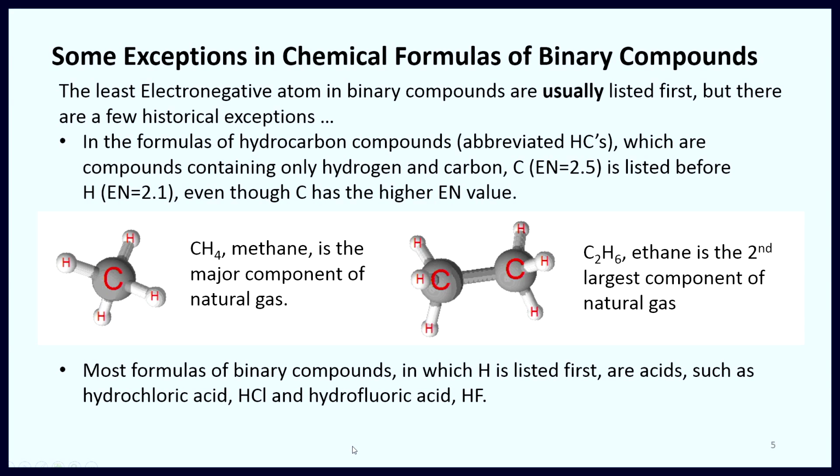There is some argument that can be made for this, and I'll try and present one here. In most formulas of binary compounds in which hydrogen is listed first, most of them are acids, such as hydrochloric acid, HCl, hydrofluoric acid, HF. But hydrocarbons are not acidic. Their hydrogens are not acidic hydrogens, and so they're not listed first. The hydrogens are listed last, and perhaps that's the reason, to avoid confusion.